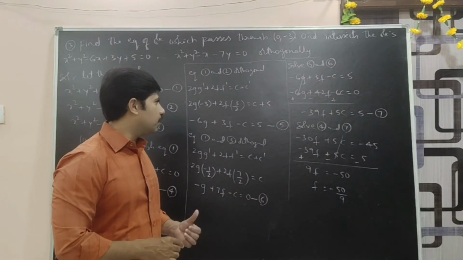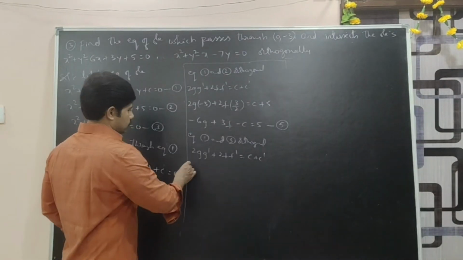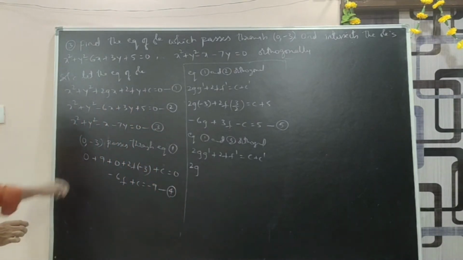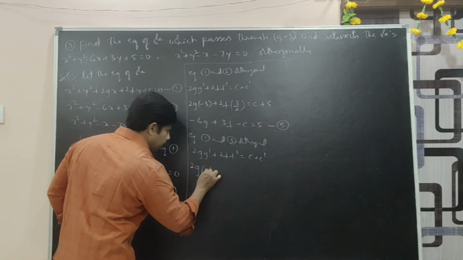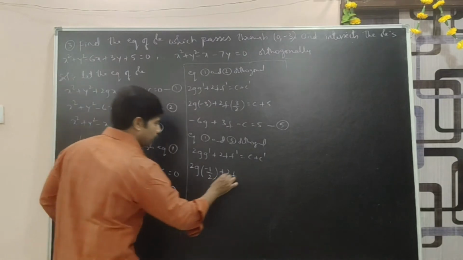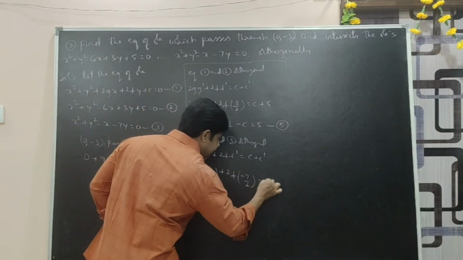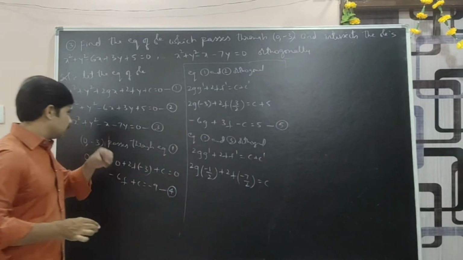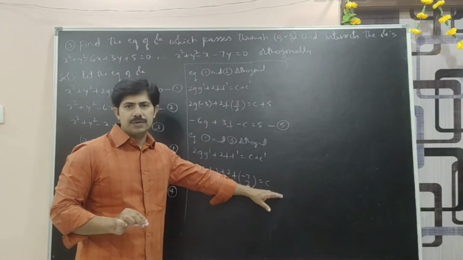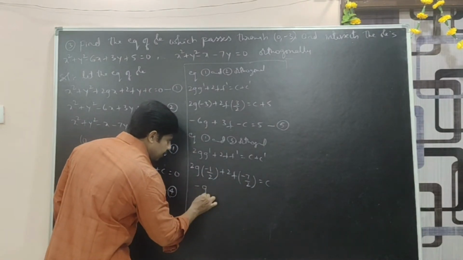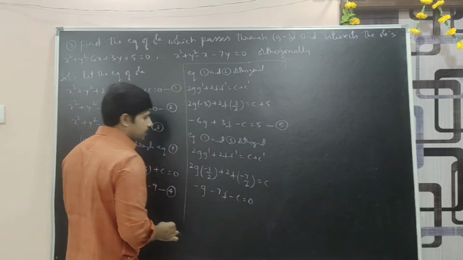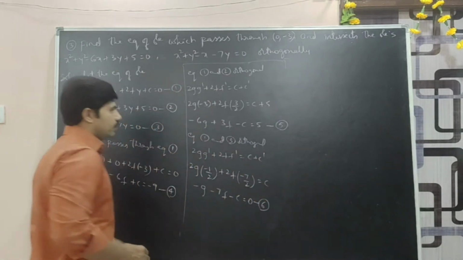Now what we will do is we will find out g and c. 2g dash from equation 3. What is g dash from equation 3? It is minus 1 by 2. Plus 2f dash, f dash is minus 7 by 2, is equal to c plus c dash. So we don't have any constant in equation 3, so c dash is understood to be 0. No need to write that 0 because c plus 0 is c. So we get minus g, the 2 cancels, minus 7f minus c is equal to 0. This is equation number 6. So we got equation number 6.